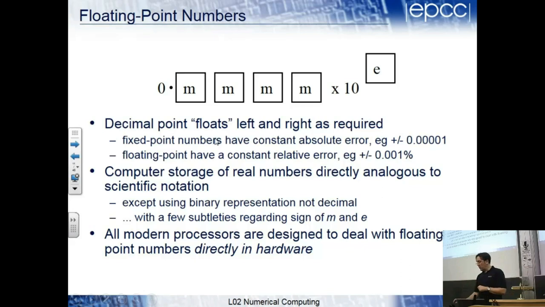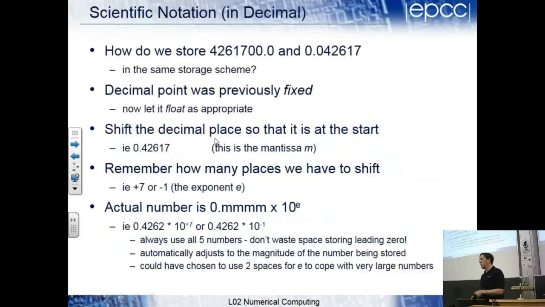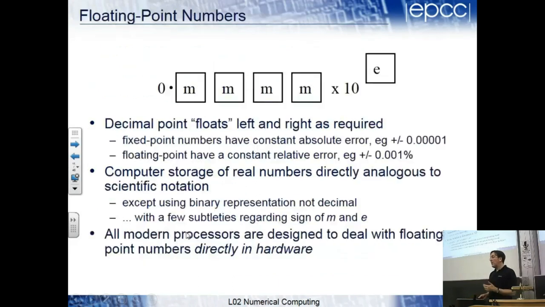So that's how we use scientific notation, how we write numbers in this format, 0.something times 10 to the plus or minus the exponent. The way that floating point numbers are stored in a computer is identical to that, but done in binary. It does look a bit weird when it's done in binary, but it is an identical idea, just in binary, not in decimal.